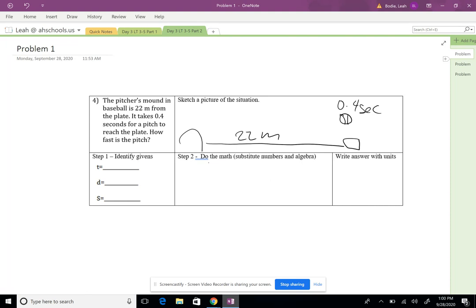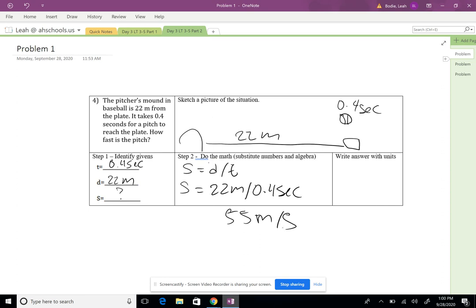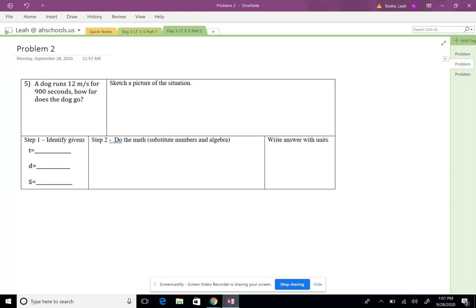So now we need to figure out how fast is the pitch. So again, we know our time is 0.4 seconds. And then we know our distance is 22 meters. And that now we can calculate our speed. So again, our equation is speed equals distance divided by time. So speed equals our distance of 22 meters divided by 0.4 seconds. And that comes out to be 55 meters per second. So that's our speed. So we'll write that answer right in there. And now we can go on to problem 2 here.